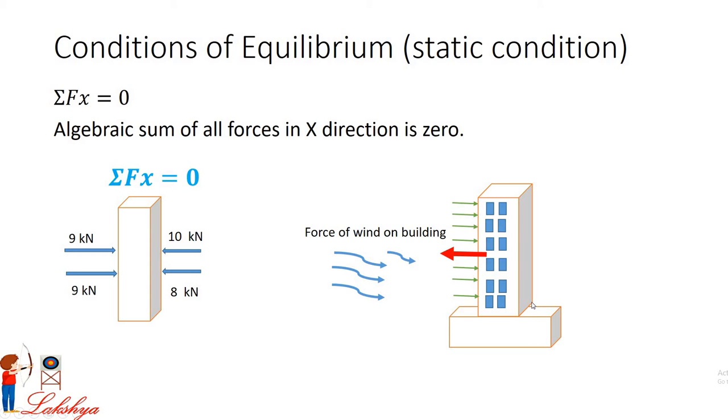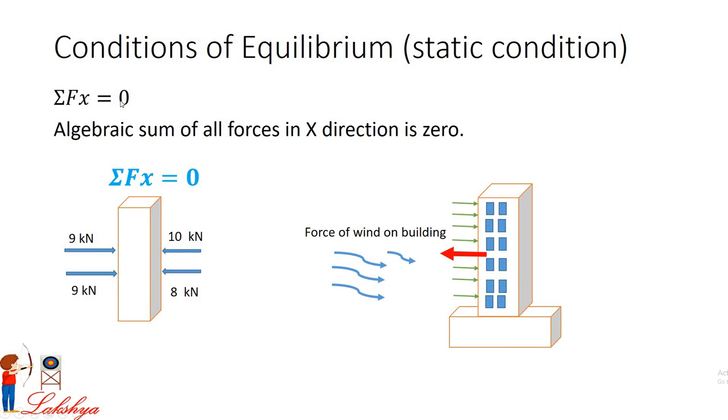Now, let us understand the same by examples. You can consider this building. Although a variety of forces are acting on the building, you can consider the wind force. Here, wind is blowing, right? So, wind force is applied over here. Whatever the total wind force applied over here, the same will be reacted by the building, right? So ultimately, the building is unaffected by the wind force. So the building is in equilibrium.